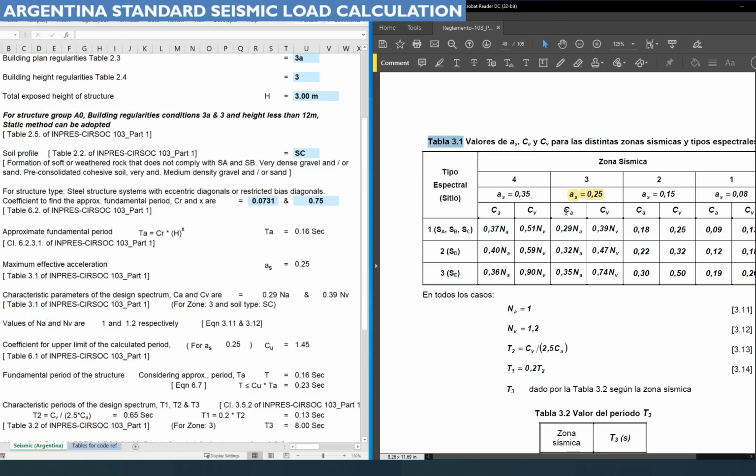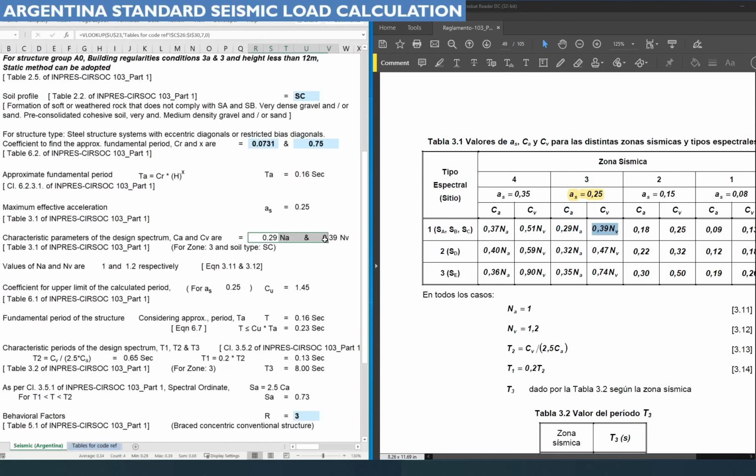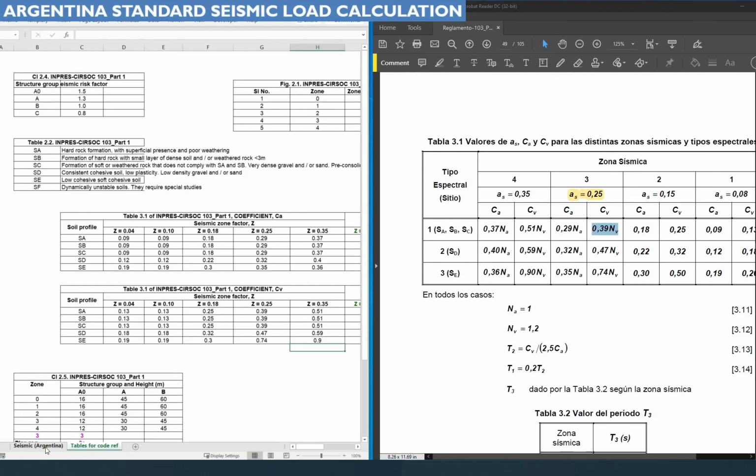So this Ca and Cv value corresponds to the soil. Our soil parameter is Sc. So for Sc and for zone factor 3, we have 0.29 Na and 0.39 Nb as the Ca and Cv factors. Here in the left-hand side Excel sheet, I have these values, which are taken from the VLOOKUP format from the table.